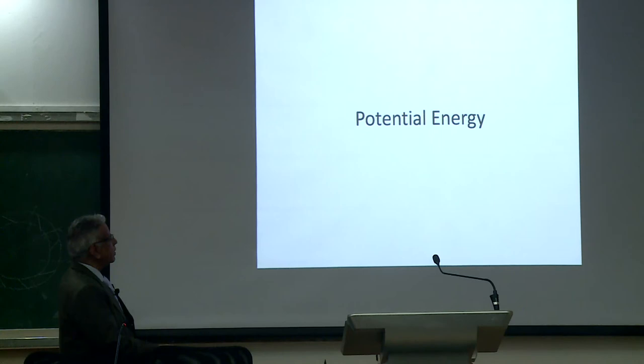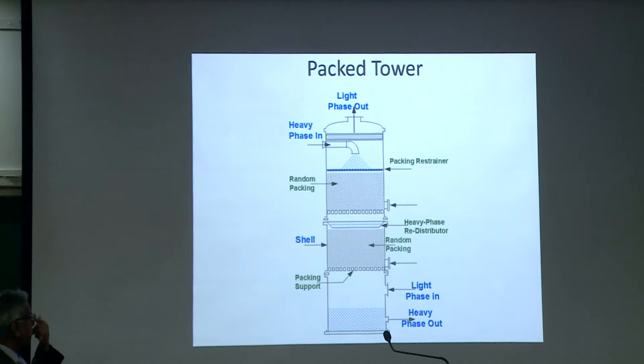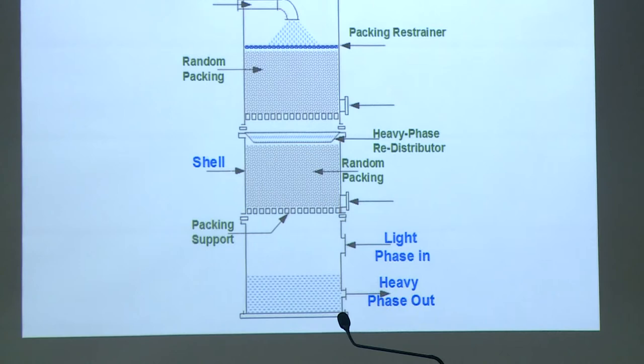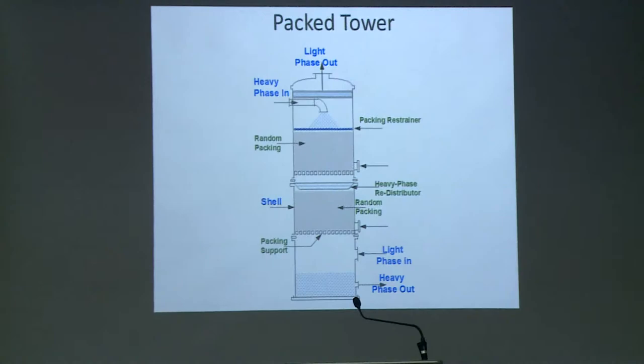Now the third class is potential energy, and you know this equipment. Some of these are exhibited in our laboratory. The classical packed columns, the Venturi, which I showed you, in the jet loop reactor. Only the Venturi is also used as a reactor.